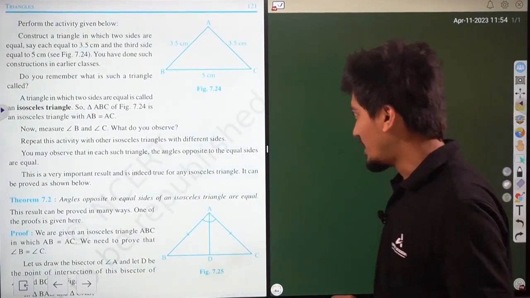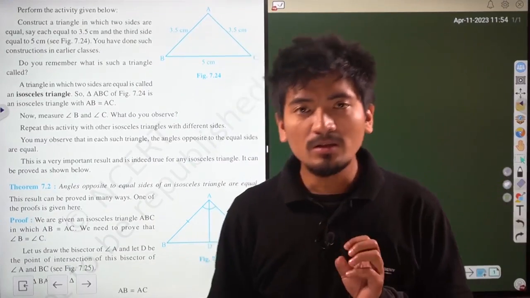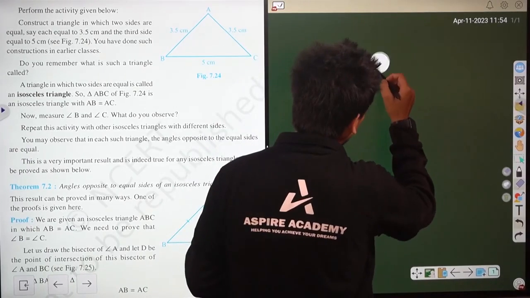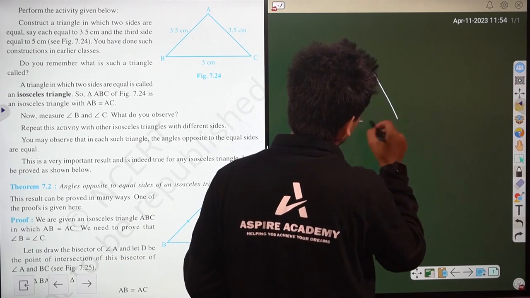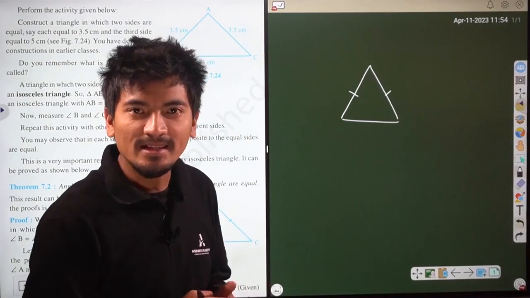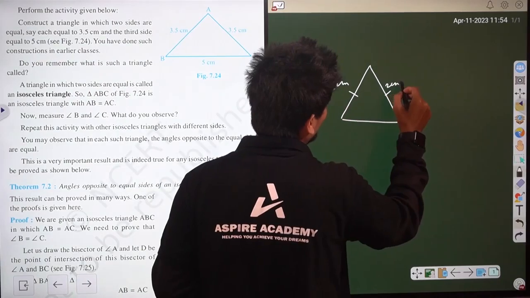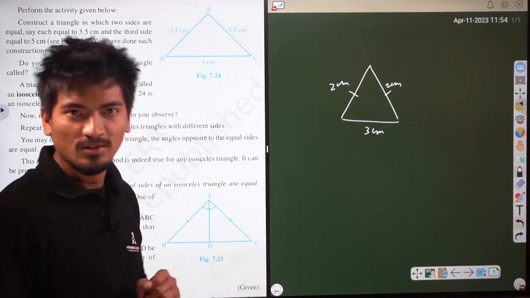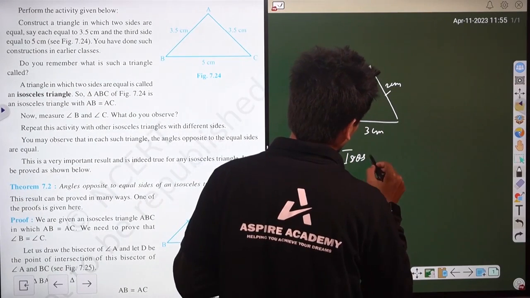Okay, so see here. Now I hope you all know about the isosceles triangle, right? So what is an isosceles triangle? If two sides of a triangle are equal, that means if these two sides are equal, then we call this triangle an isosceles triangle. Say for example, this is 2 cm, this is 2 cm, and this is say 3 cm. So that means these two sides have equal length. So we call it an isosceles triangle, right?